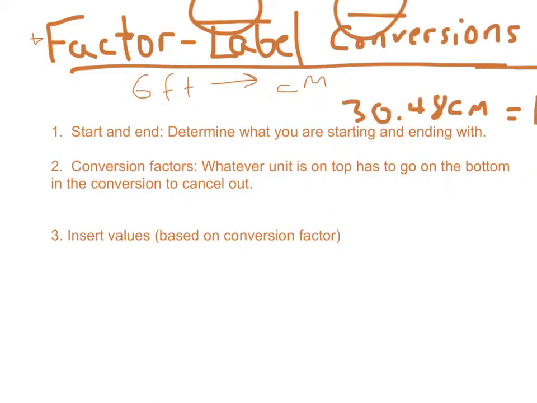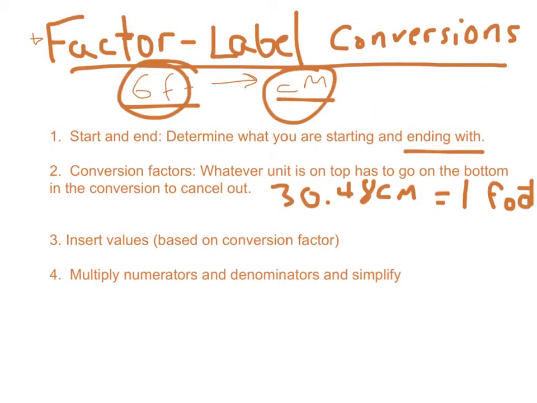The third step is to insert the values based on your conversion factors. You would literally plug these values into a conversion, which I will show you in the next page. The final step is to multiply the numerators and the denominators and simplify, which will be much easier in the example following.